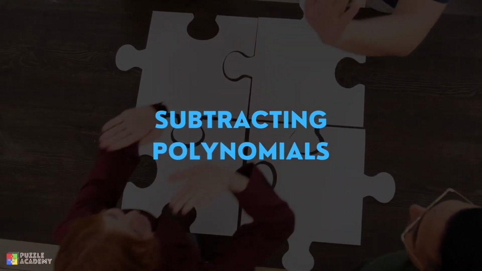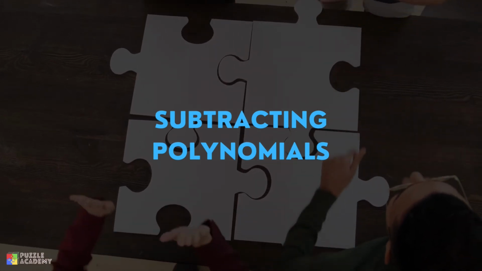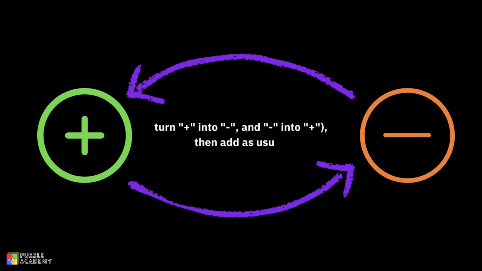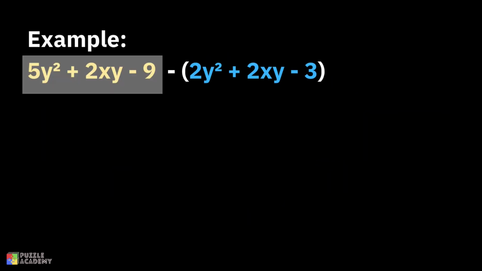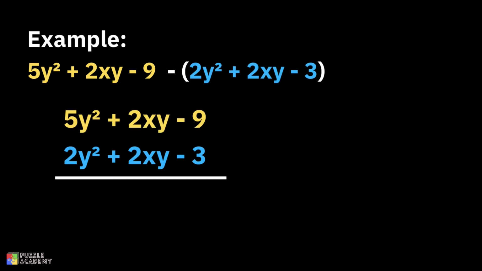In this part, we will subtract polynomials. To subtract polynomials, first, reverse the sign of each term we are subtracting. In other words, turn positive into negative and negative into positive. Then add as usual like this. So we have 5y squared plus 2xy minus 9 minus the quantity 2y squared plus 2xy minus 3. Make sure we line them up with the same terms. And then we reverse the sign of each term in the second polynomial. It will become negative 2y squared minus 2xy plus 3.